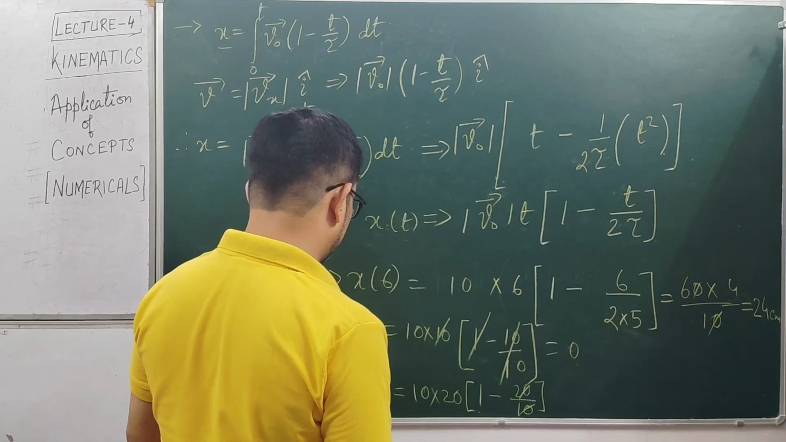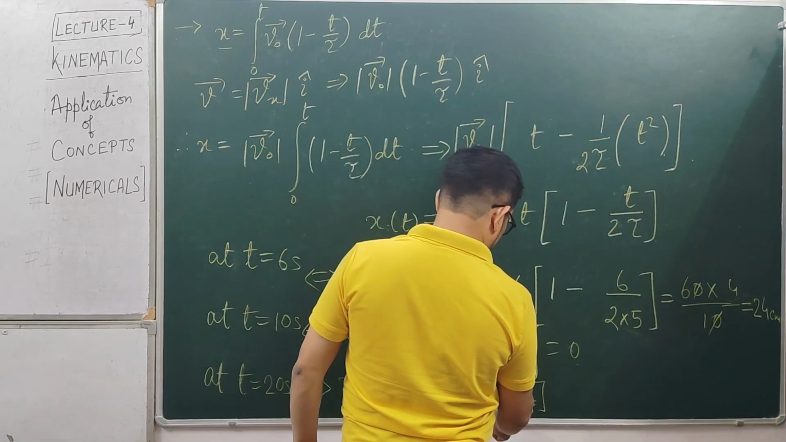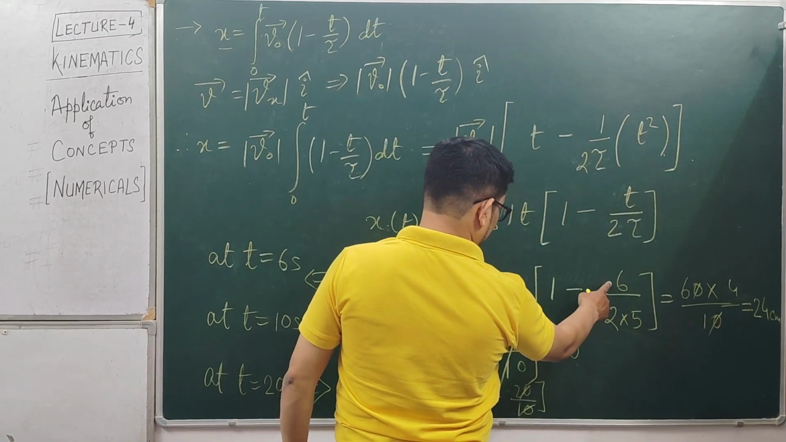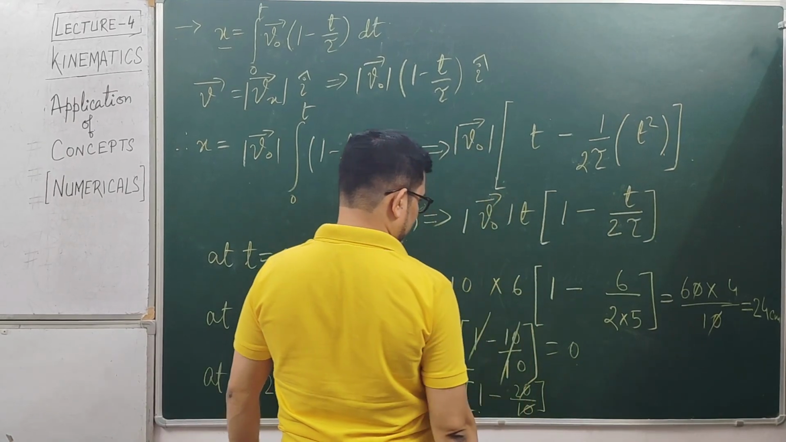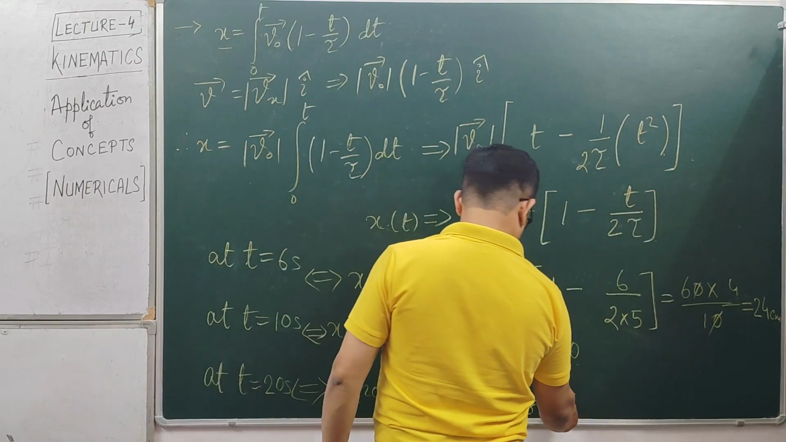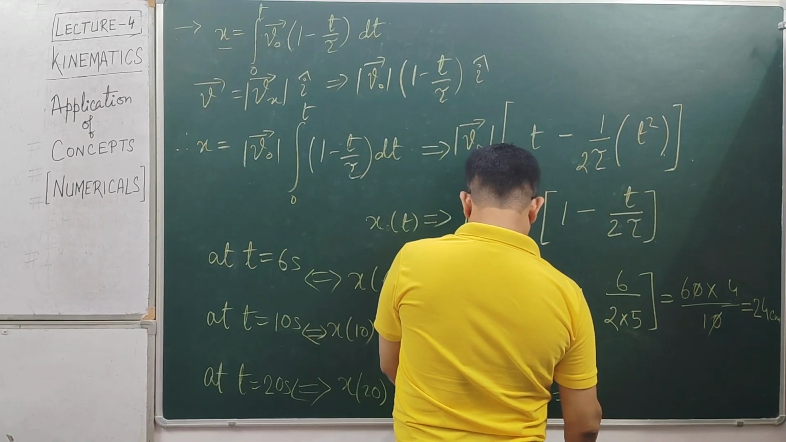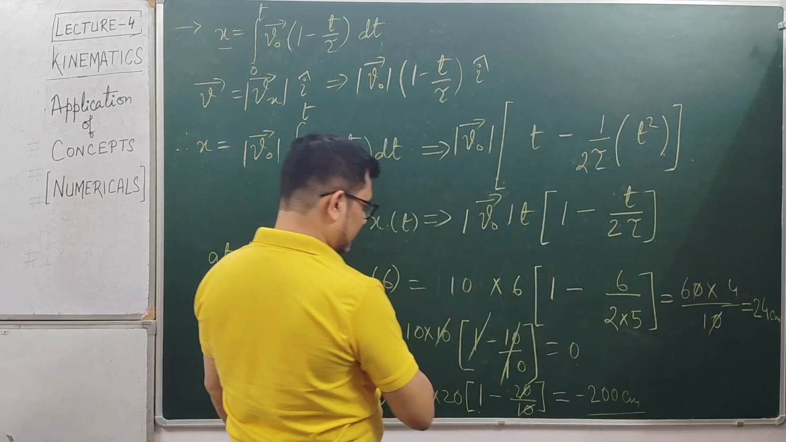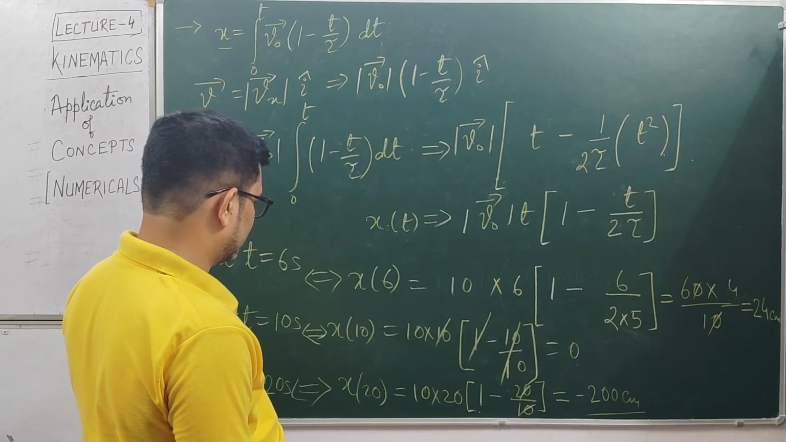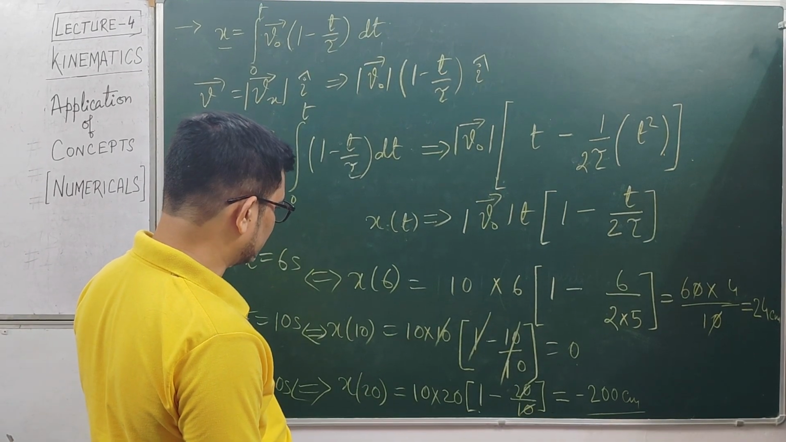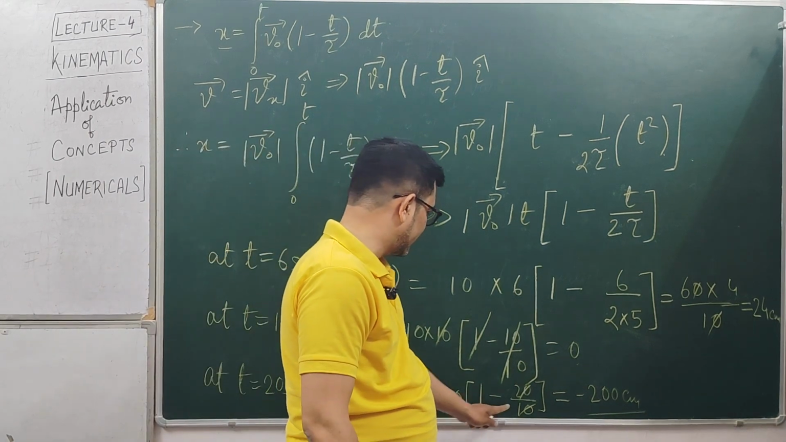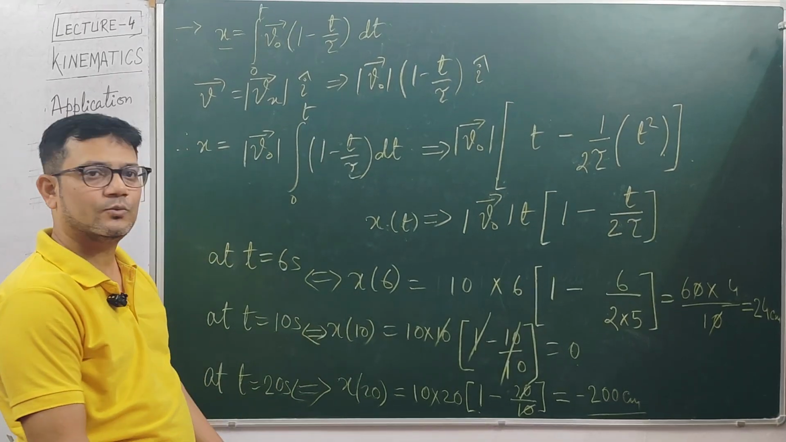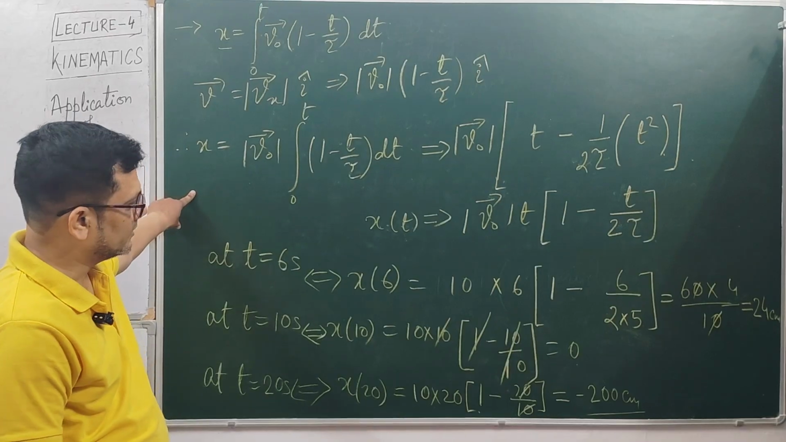This comes out to be negative here. So 20 divided by 10 is 2, and 1 minus 2 is minus 1. So this comes out to be 200, and it comes out to be minus 200 centimeters. So this is going to the other side of the origin: 20 times 10 is 200, and 1 minus 2 is minus 1, so it comes out to be minus 200 centimeters. So that is how we apply calculus to get this answer.